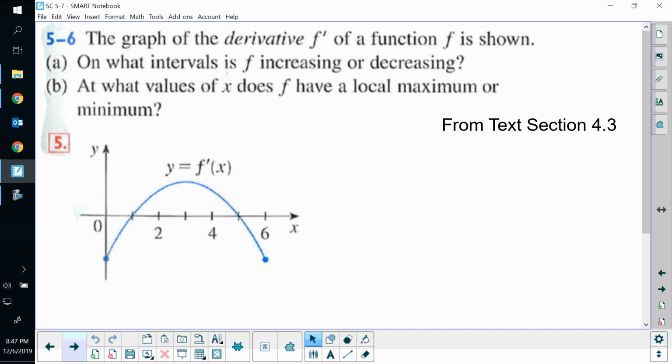And here's our first one. So we want to find on what intervals is f increasing and decreasing. Now, whenever you're given a graph in this course, I want you to take 10 seconds and tell your group mates what you should look for anytime you are given a graph in this course.